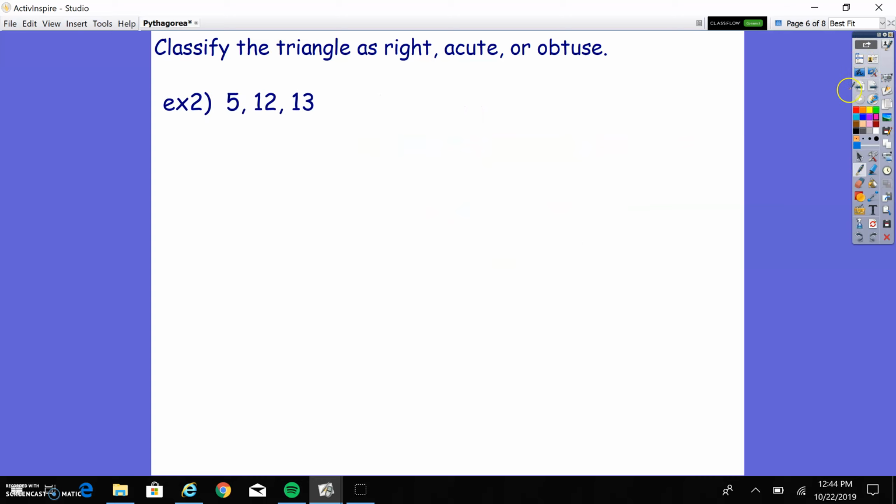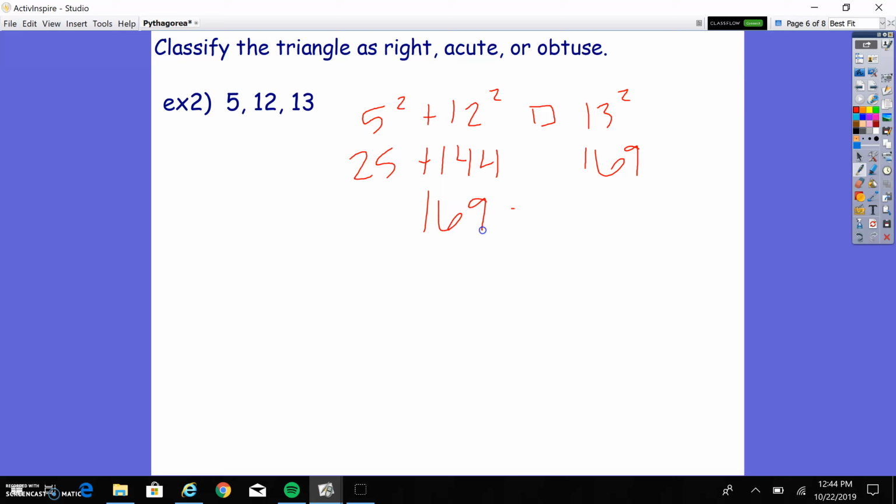On our next example, we're going to do the same thing. 5 squared plus 12 squared, and then we don't know, 13 squared. 5 squared is 25, 12 squared is 144, 13 squared is still 169, 144 and 25 makes 169. So in this case, they are equal, which means it is a right triangle.